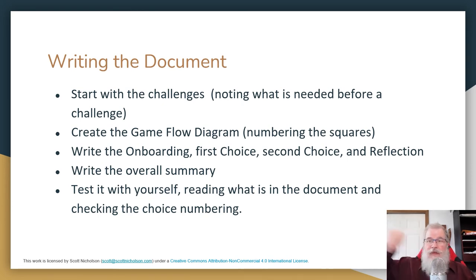But if you've done the game flow diagram and you've numbered all of the major parts, then it's easy to create your numbered paragraphs. And you spend a lot less time going back and fixing the numbers because you made a mistake. Only then, when I've written out the whole game, do I write the reflection at the end and then go back to the start and write the overall summary. I like to have a summary for the teacher to read to understand the basic game flow. That's important. But I write that last. I don't write that first.